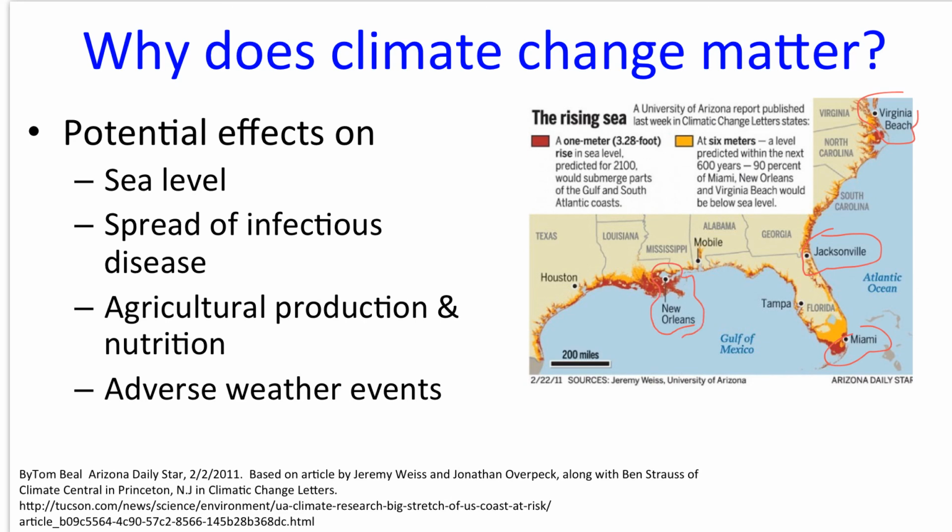If we had a worst case scenario and a dramatic rise, let's say 6 meters, then everything in yellow would be expected to be inundated, and that's a dramatically larger area.